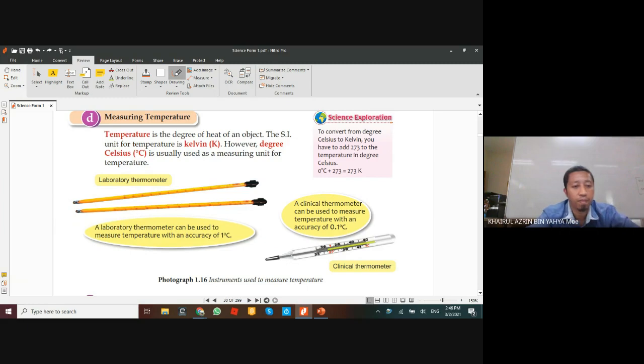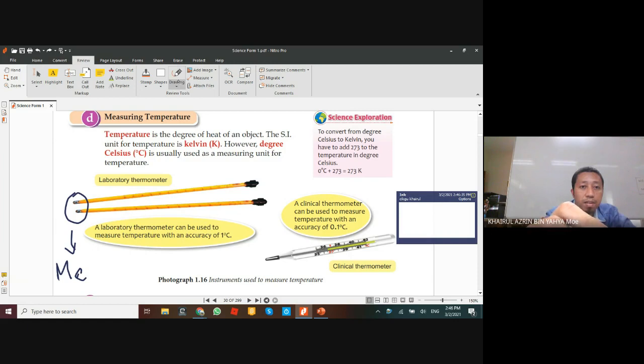Wait, let me draw again. Sorry. Okay, let me write here. Let me erase this one, very ugly. Okay, now I draw again. Okay lah.